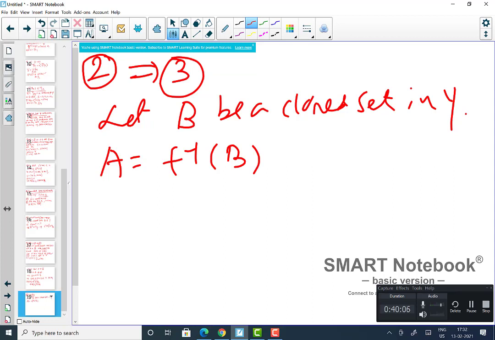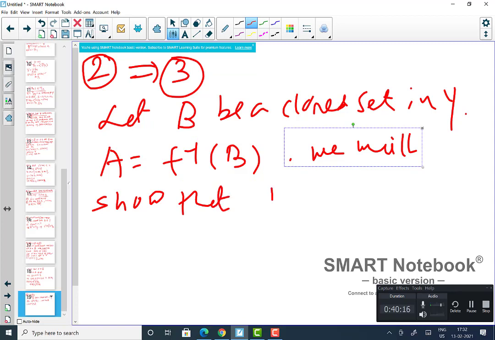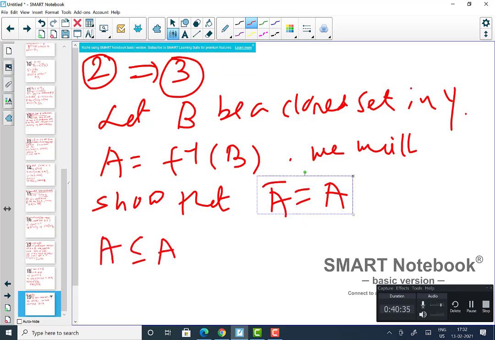So I need to prove that A is a closed set. So what we will prove? You will show that A closure equals A. That means A is closed, right? That we already discussed in the last class, that a set is closed if its closure is itself. But one part is obvious. We also know that A is a subset of A closure always, right? Is always.